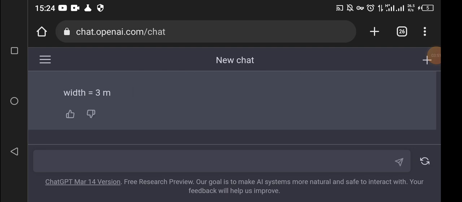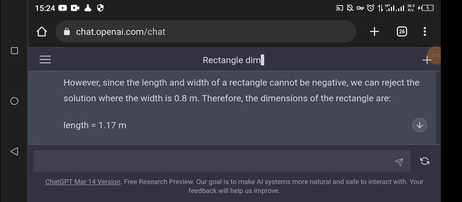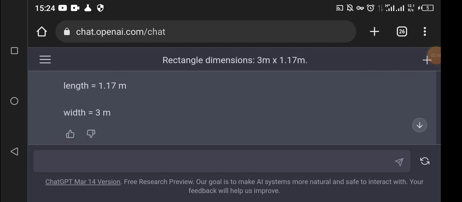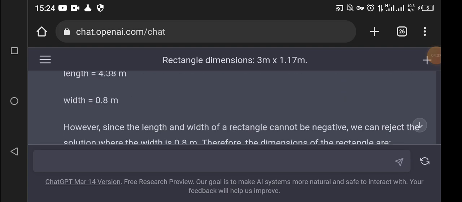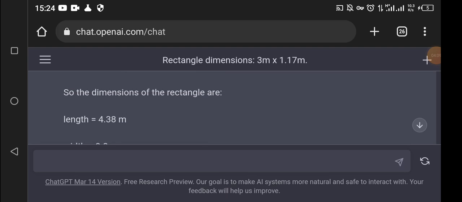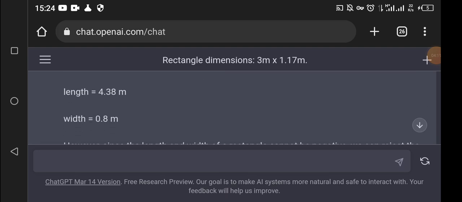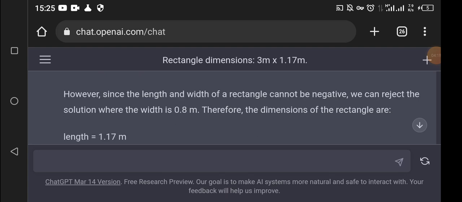Okay, so as you can see, it has totally worked everything out, right? So it has given these answers, right? So the length is 1.17 meters, right? And the width is 3 meters, right? And it has all worked everything. The other one, some of the dimensions which are given is 4.38 meters and 0.8 meters. So let's see how it goes.